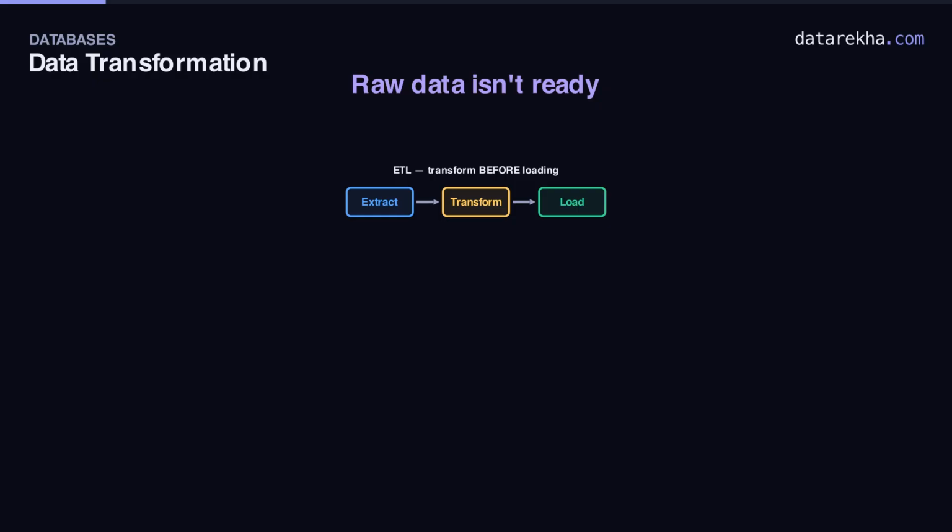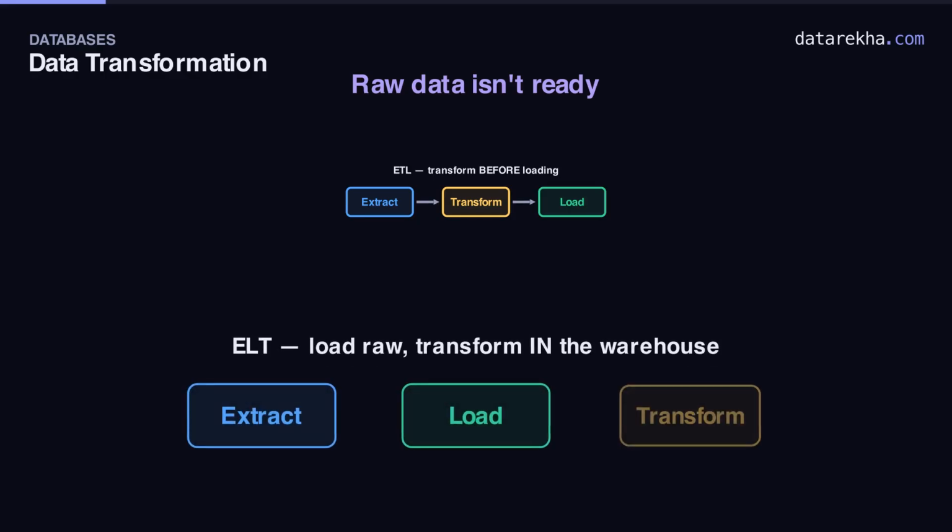The first is ETL. Extract the data from the source, transform it while it's in transit, and only then load the clean result into your warehouse. Transform happens before loading. The modern alternative flips the last two.